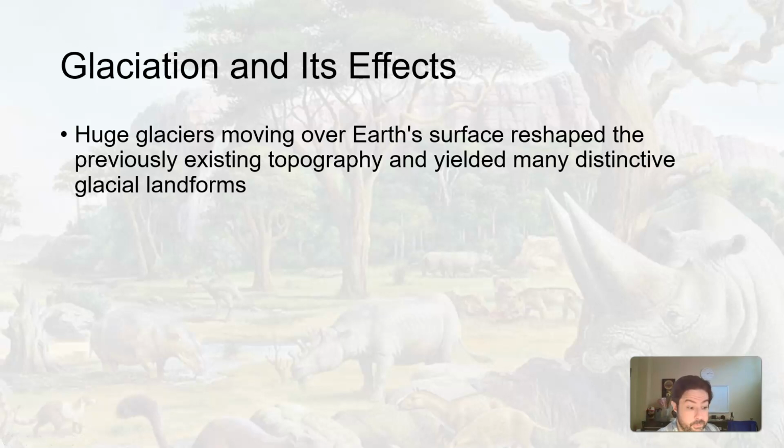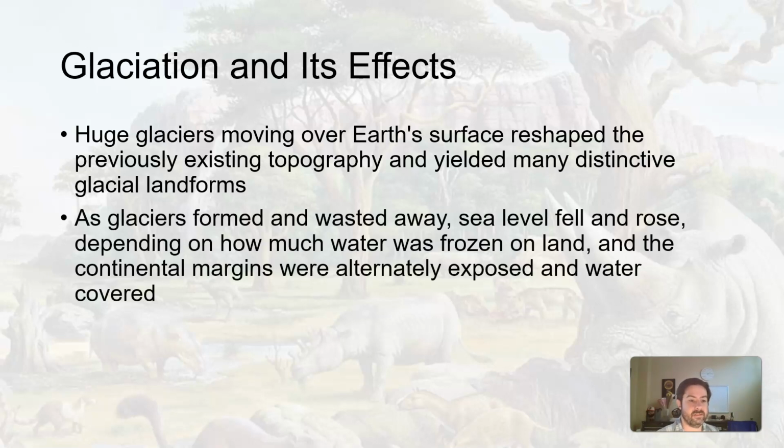So these glaciers that are 2 miles thick are pretty heavy. So any glacier moving over a surface is really going to reshape that surface to give some distinctive landforms or get rid of some. As glaciers formed and eventually melted and wasted away, again, sea levels fell and rose back and forth depending on the glaciation, how much water was frozen, etc.